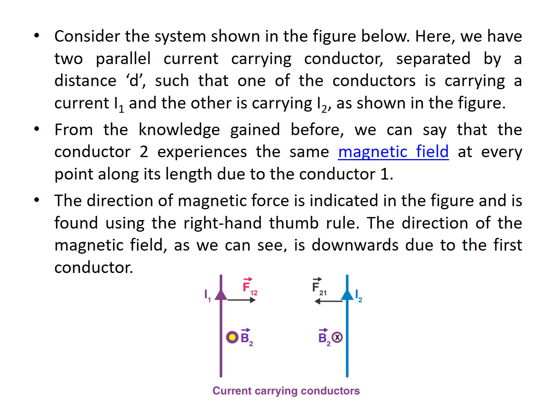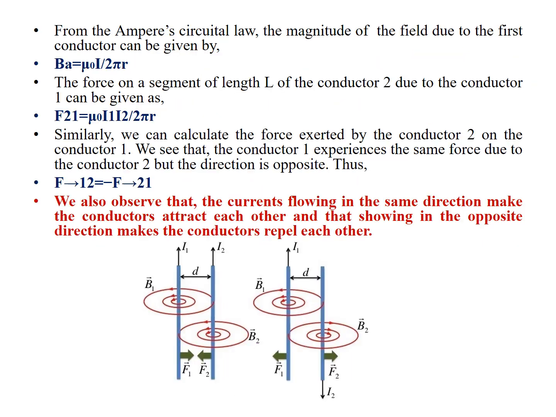This principle you have studied in first year basic electrical engineering. From Ampere's circuital law, the magnitude of the field due to the first conductor can be given by B equal to mu 0 I upon 2 pi r. The force on a segment of length L of conductor 2 due to conductor 1 can be given as F21 equal to mu 0 I1 I2 L upon 2 pi r.